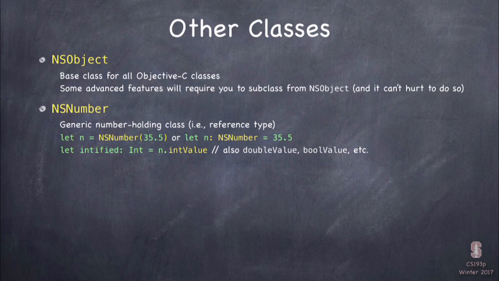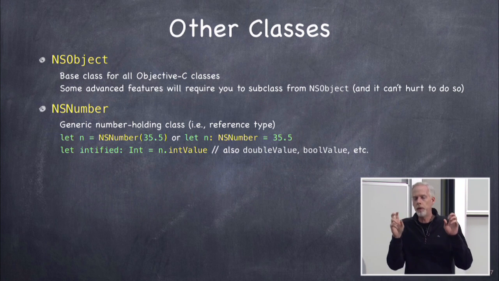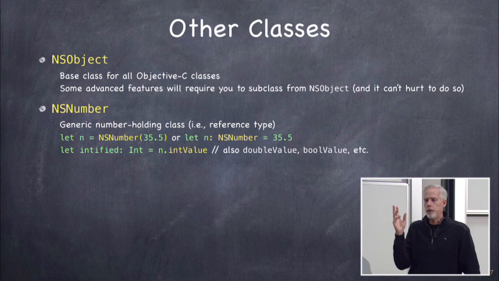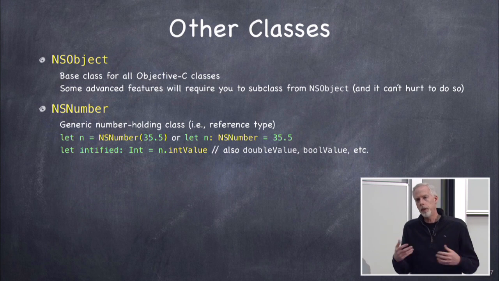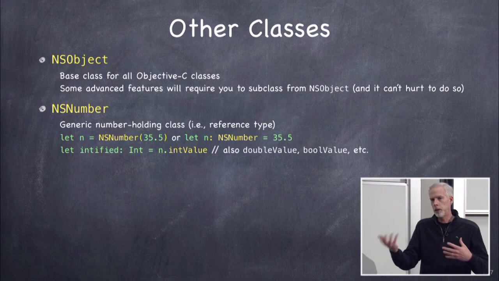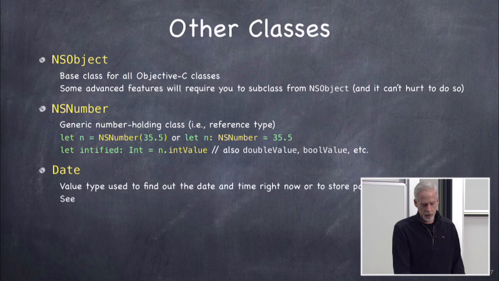NSNumber is another class. It's a generic number holder. Okay? This is also inherited from Objective-C. You can tell by the NS there. And so it can hold any kind of number. Floating point, decimal. It can even hold a bool. It considers that a number where 0 is false and non-zero is true. And it can also do type conversions. Again, in Swift, we're going to be using the actual concrete number classes like Double and Int, and we'll use their constructors to do type conversion. But just so you know that NSNumber is around.